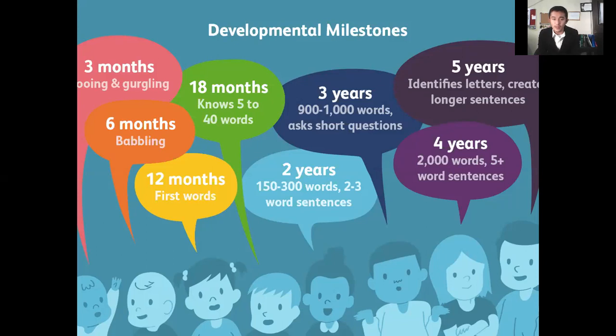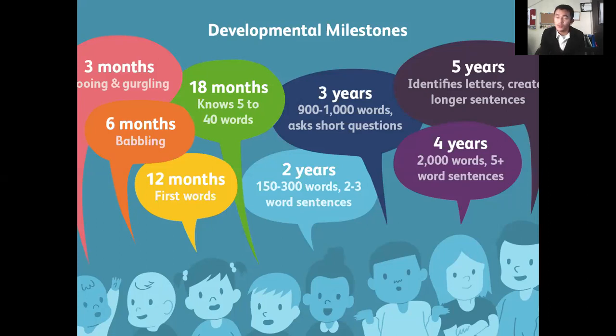At 2 years old, 150 to 300 words and 2 to 3 word sentences. So at least they could express themselves in a sentence. At 3 years old, 900 to 1,000 words, and they ask short questions. Commonly these short questions are to express their needs. Then at 4 years old, 2,000 words and 5 word sentences plus, and at 5 years old they identify letters and use longer sentences.